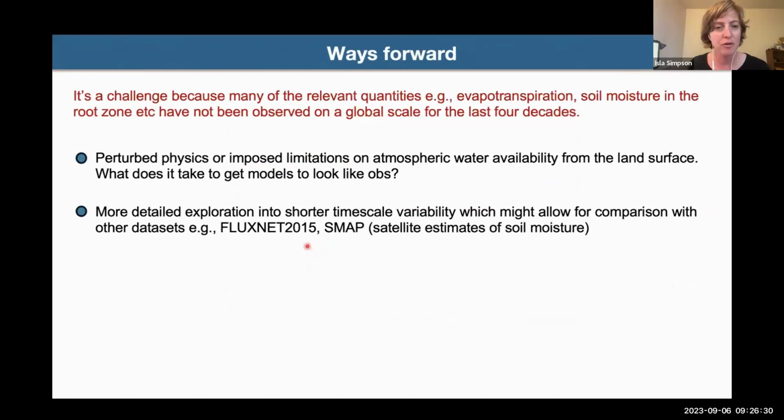So I think it's a challenge to solve this problem. Many of the quantities are not really observed properly. A couple of approaches we're planning to take include some perturbed physics runs to see what it takes to get this decline.